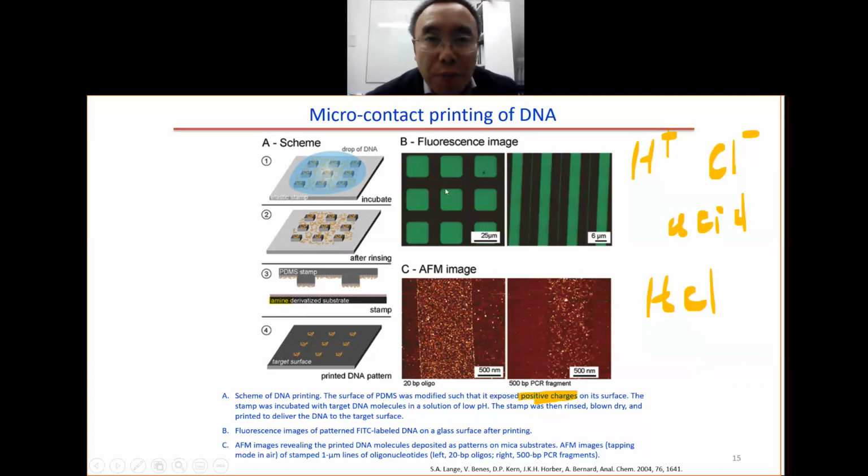This is the fluorescent image of the DNA. This is the AFM image of the DNA.